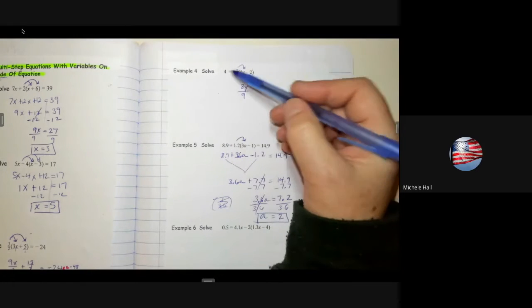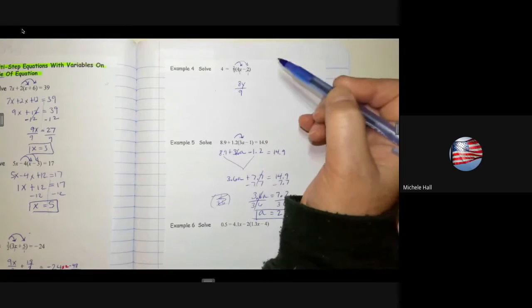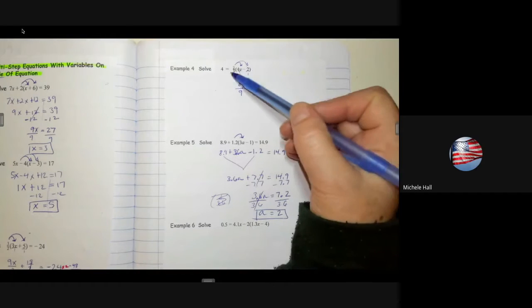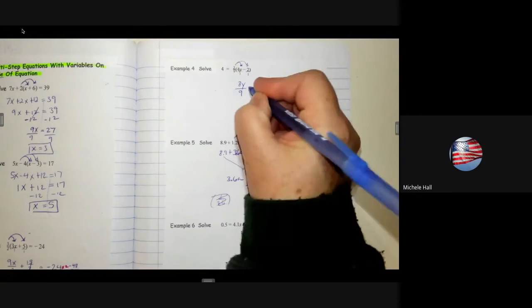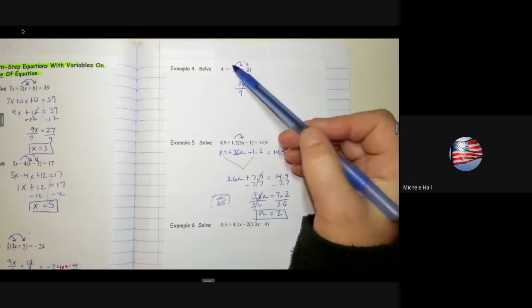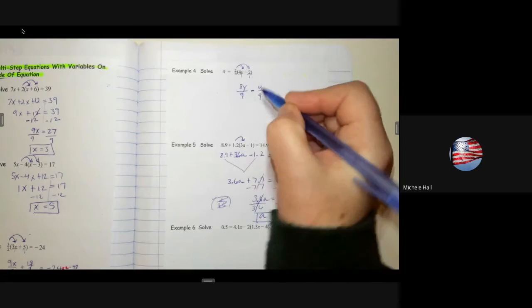And then I need to do the same thing again for the second term. If I make this a fraction, I can see that nothing in the numerator or denominator will cancel. So I'm just going to multiply straight across. It's a positive times a negative, which is a negative. And then 2 times 2 is 4. And 9 times 1 is 9. Now I'm ready to start solving for y now that I have simplified everything that I can.